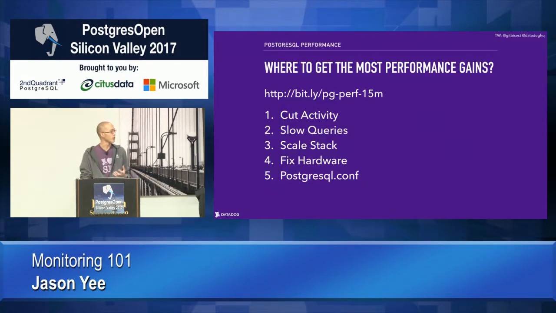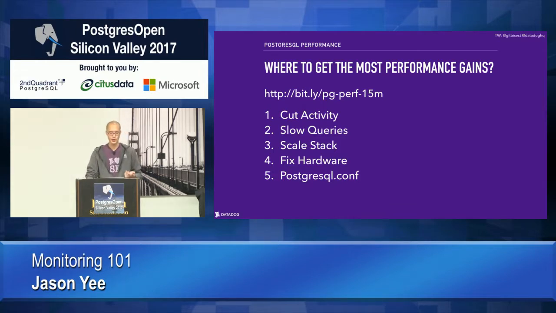Where do you get the most performance gains? So that link there is actually to a session that Josh Burkus gave at this conference, I believe, 2 years ago. Josh is just downstairs or a few doors down giving a different session. But he says that the 5 ways that you get the most performance gains is first to cut activity, right? If you're making queries that aren't doing anything, or you're querying for data that you already have in your code, then cutting those out is the biggest way to get a performance gain.